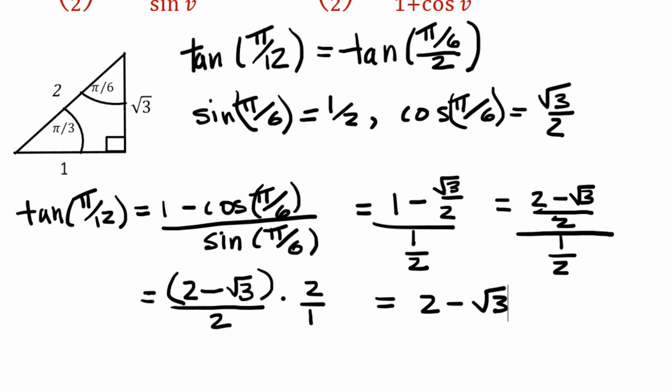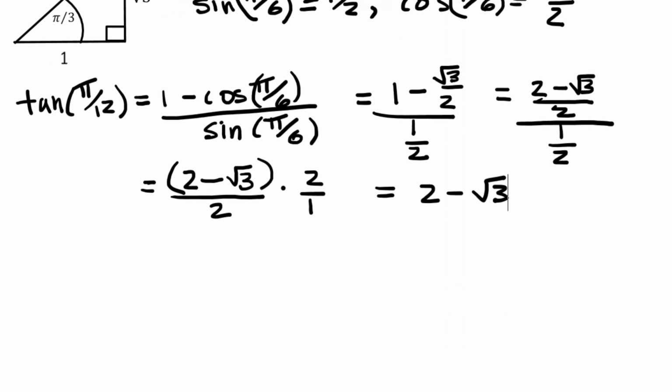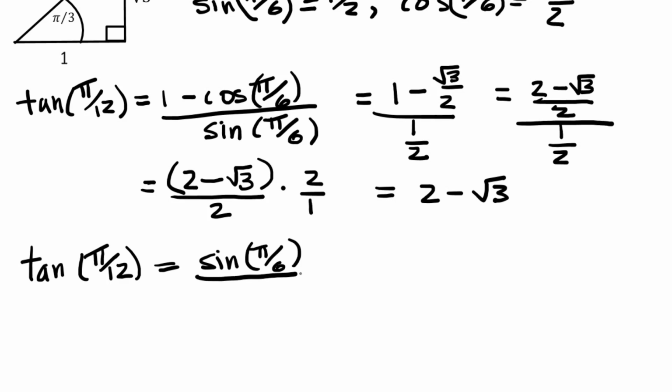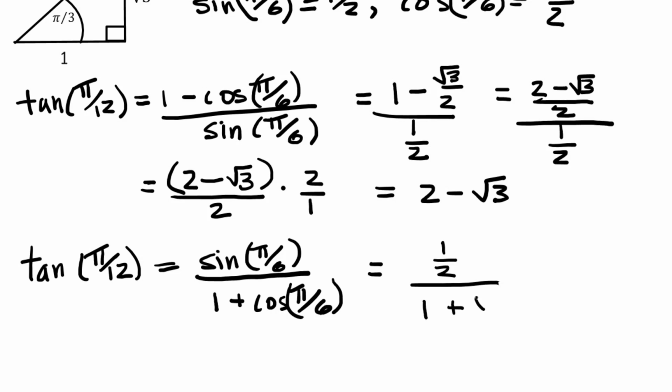And you see that that's just 2 minus the square root of 3. Now I'm going to work this problem and use the other formula, this one, sine over 1 plus cosine. So now I have tangent pi over 12, and that is the sine of pi over 6, all over 1 plus now the cosine of pi over 6. A little bit more work using this formula. So the sine of pi over 6 is 1/2, all divided by 1 plus the square root of 3 over 2. And I'm going to have to simplify that.